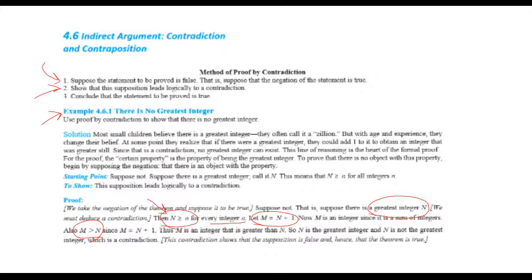So this leads us to a contradiction, because on one hand we know that N is greater than or equal to M, and on the other hand we know that M is greater than N. So it's impossible that we have both directions of an inequality at the same time. So we reach a contradiction. As a result, we can say that we have proved that there is no greatest integer.